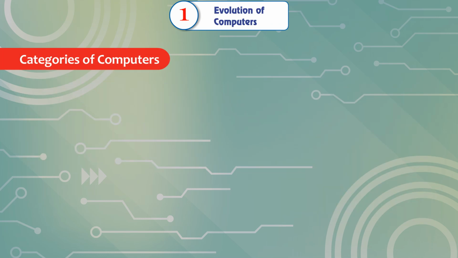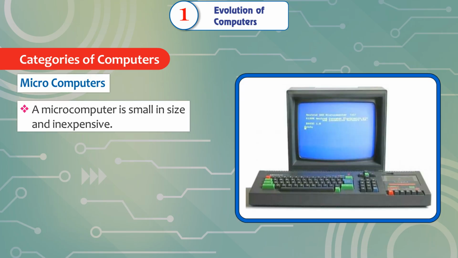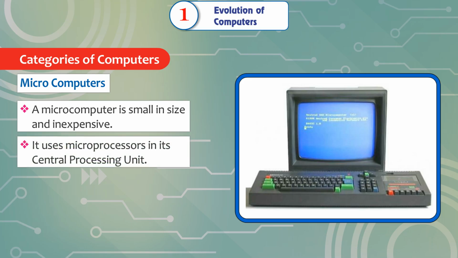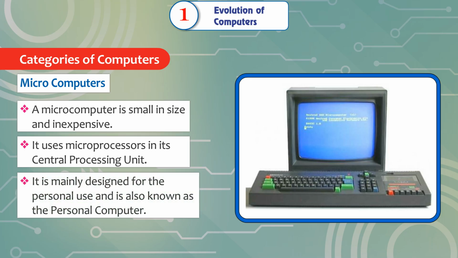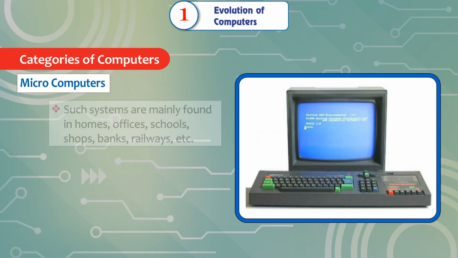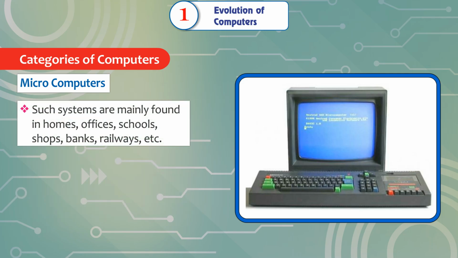Categories of computers. Microcomputers. A microcomputer is small in size and inexpensive. It uses microprocessors in its central processing unit. It is mainly designed for personal use and is also known as the personal computer. Such systems are mainly found in homes, offices, schools, shops, banks, railways, etc.